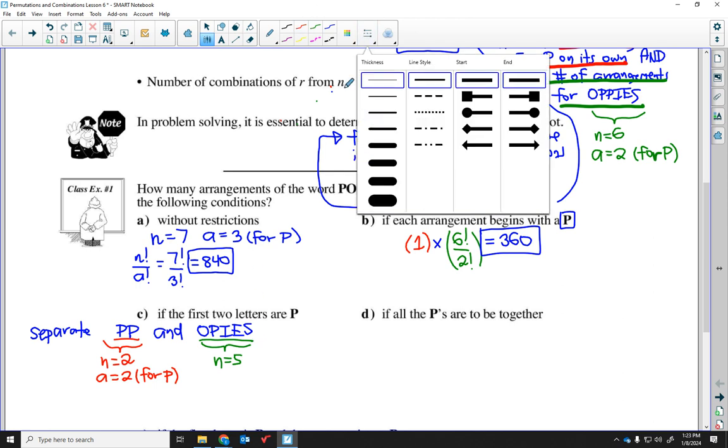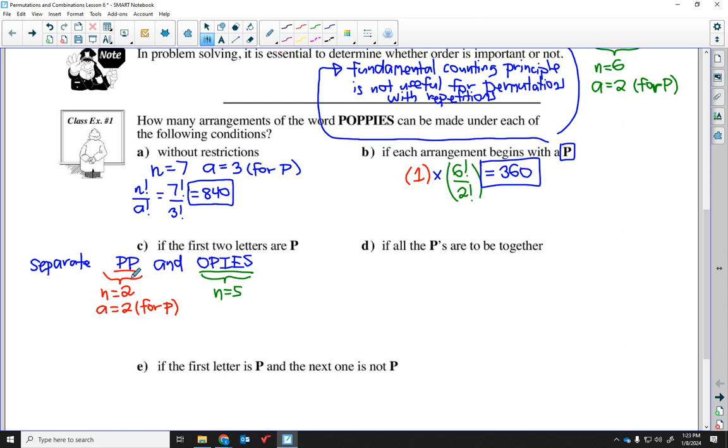So now when I calculate this, for the number of arrangements for the 2 P's that have been separated, that's going to be n factorial, which is 2 factorial, divided by a factorial, which is 2 factorial. So you have 2 factorial over 2 factorial. And then we're going to multiply by this: if you have 5 elements with no repetition, the number of ways you can arrange them is just n factorial. So that would be times 5 factorial. So this is just going to be equal to 5 factorial, and 5 factorial would be equal to 120.